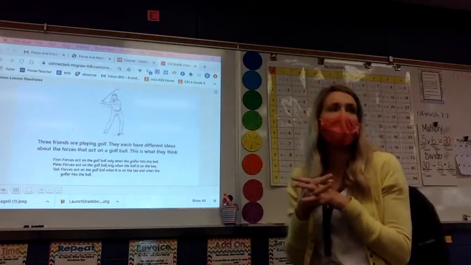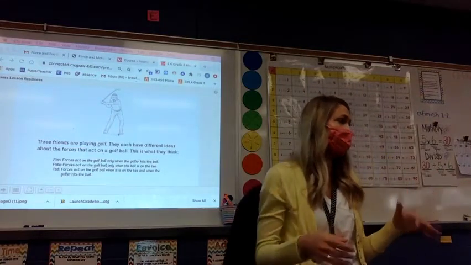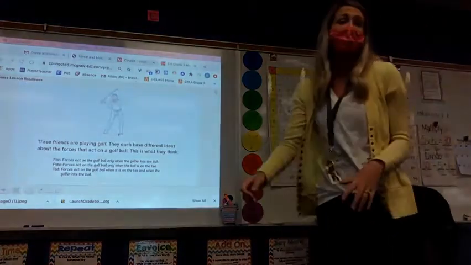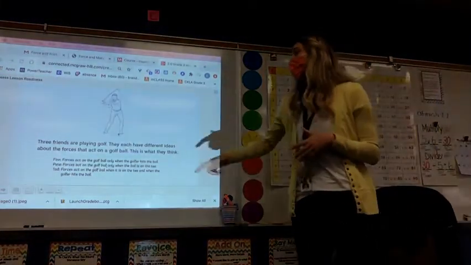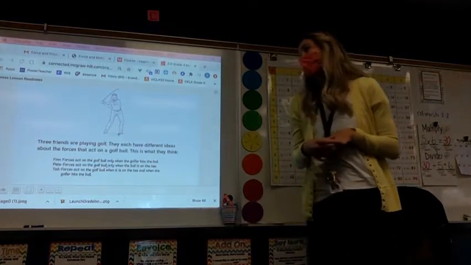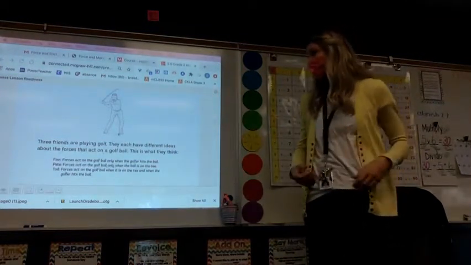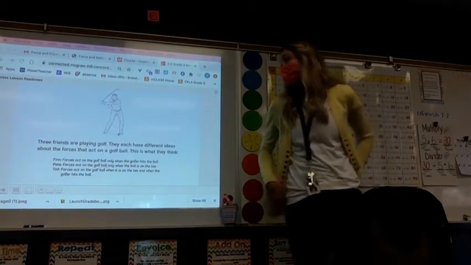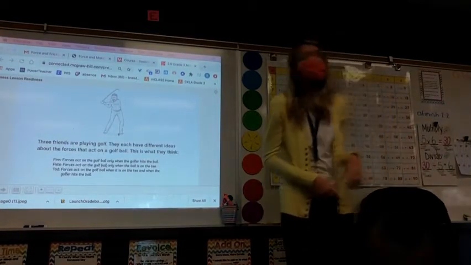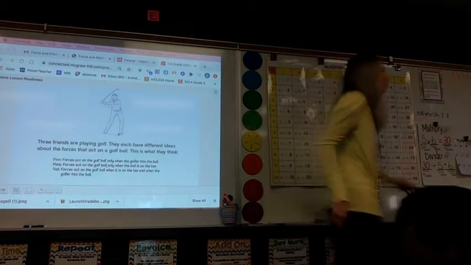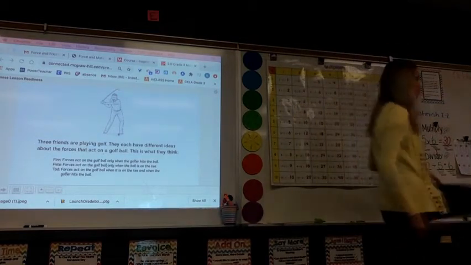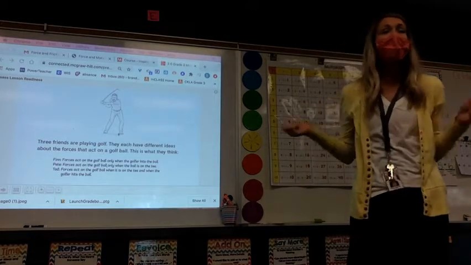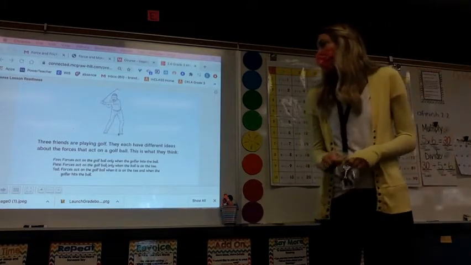Third graders, to start our lessons on forces and motion, we opened up with our men going golfing. Three friends went golfing. They each have different ideas about forces that act on a golf ball, and this is what they think. Finn thinks forces act on the golf ball only when the golfer hits the ball. And if I remember right, most of you agreed with Finn, right? You're thinking that those forces were acting on the golf ball only when someone was hitting it.